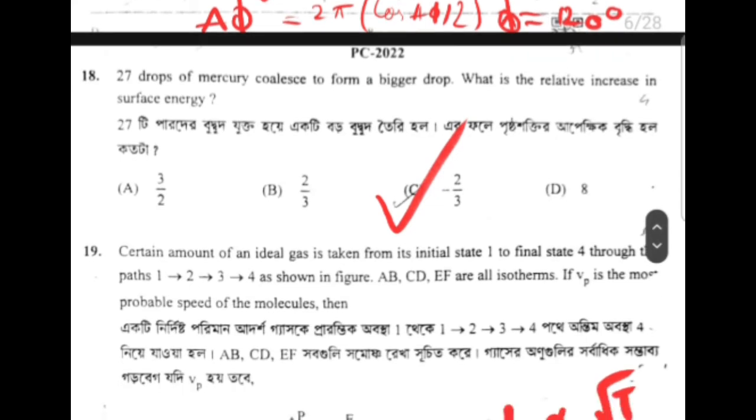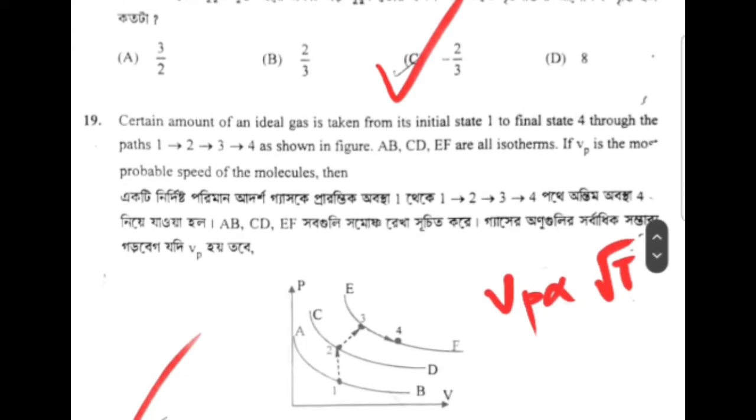A certain amount of an ideal gas is taken from initial state 1 to final state 4 along path 1, 2, 3, 4. Vp is the most probable speed, meaning the maximum number of molecules have that same velocity. That means Vp at 3 equals Vp at 4. Then apply the relation Vp directly proportional to root over of temperature. Then you get the relation Vp at 3 equals Vp at 4, greater than Vp at 2, greater than Vp at 1, so option A.